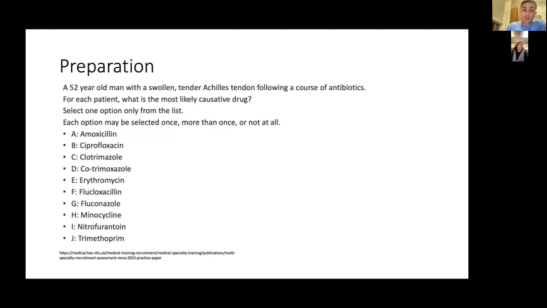Right, so the answer is simple. It's ciprofloxacin. I'm sure you guys all knew that. Fluoroquinolones, they can cause tendon rupture, especially if they're taken with steroids. That increases the risk. This is as hard as it gets in this exam.